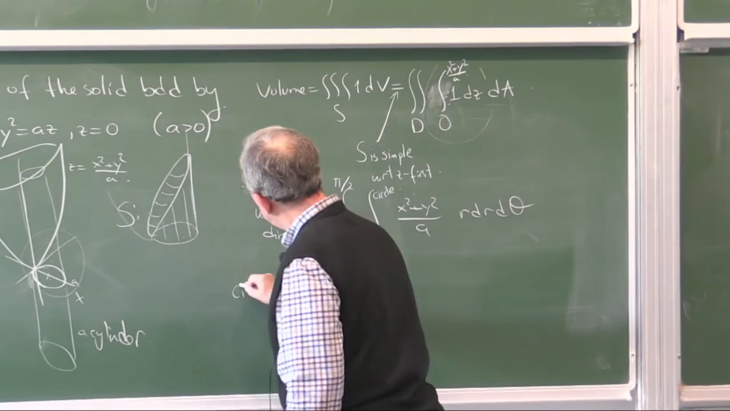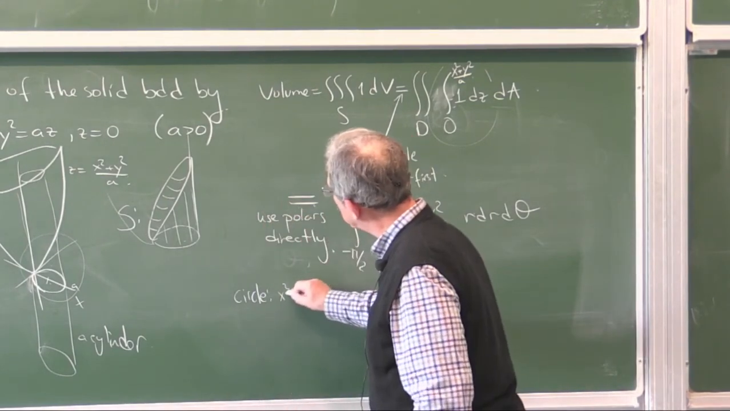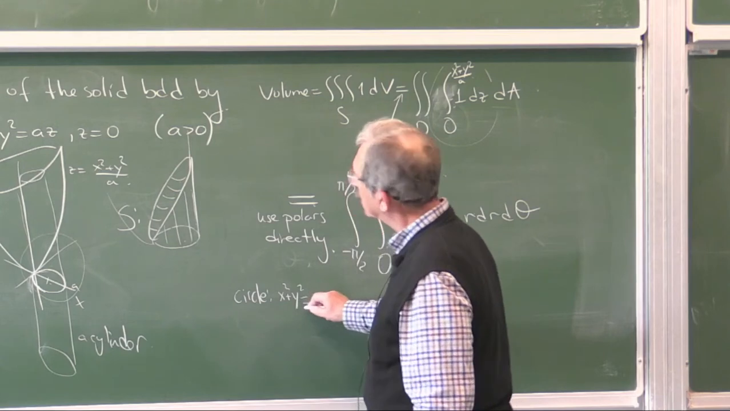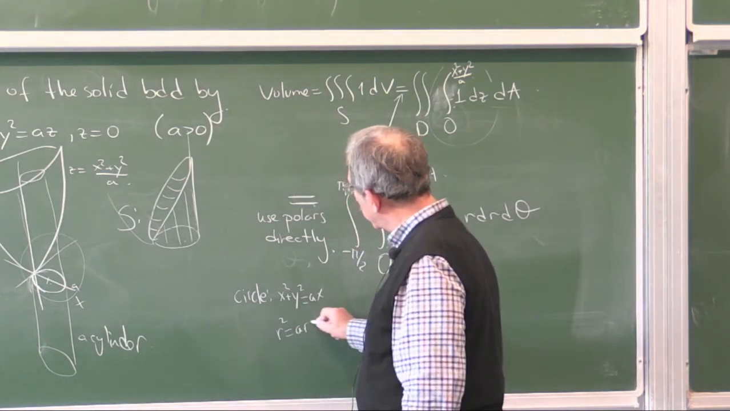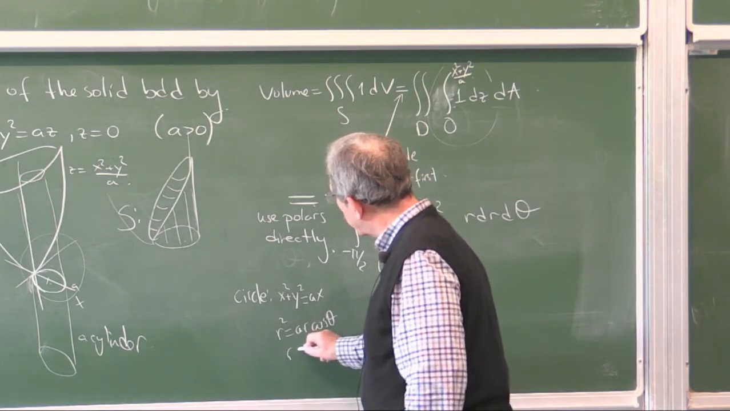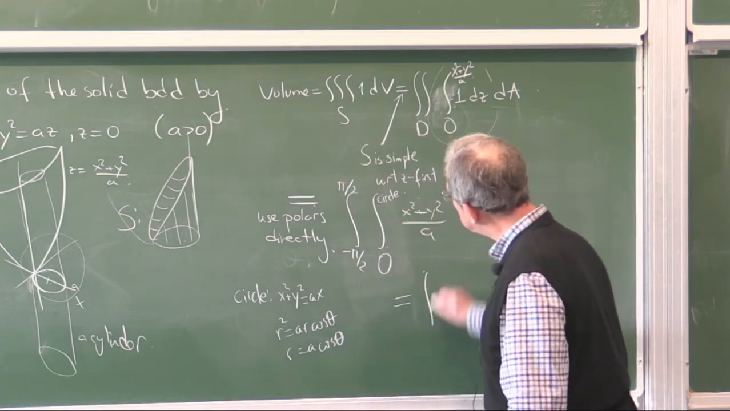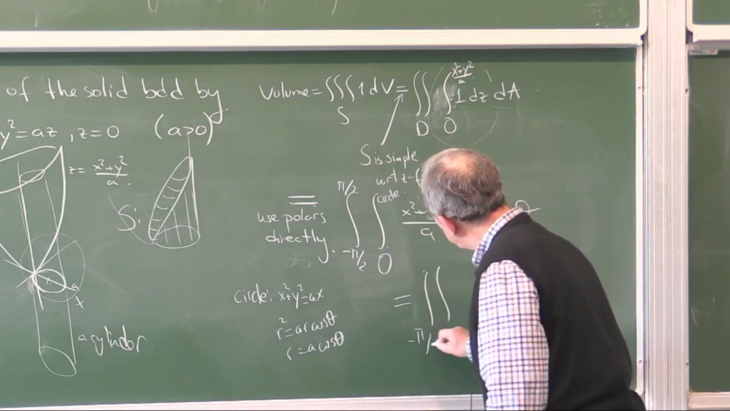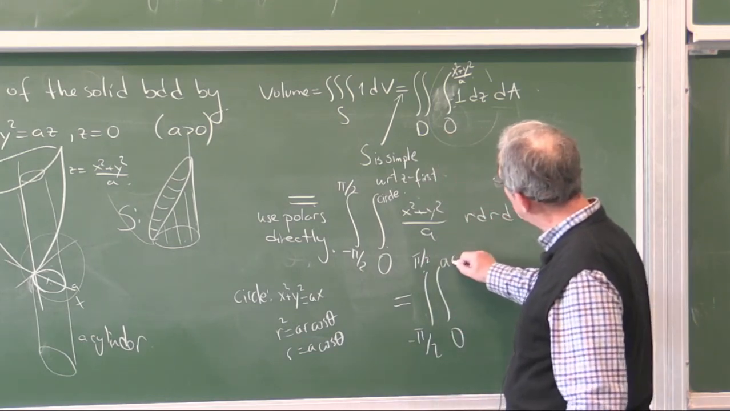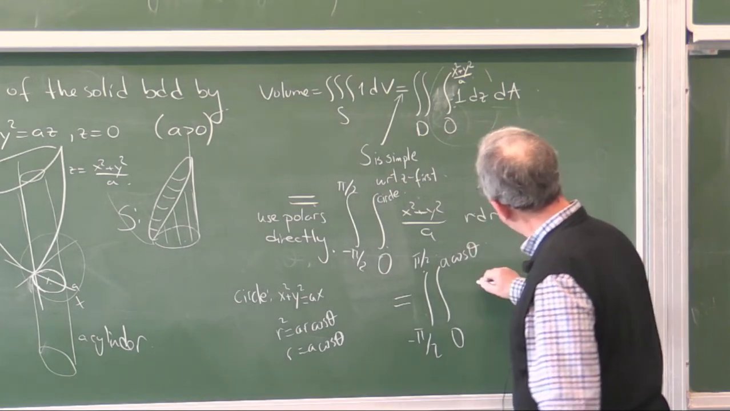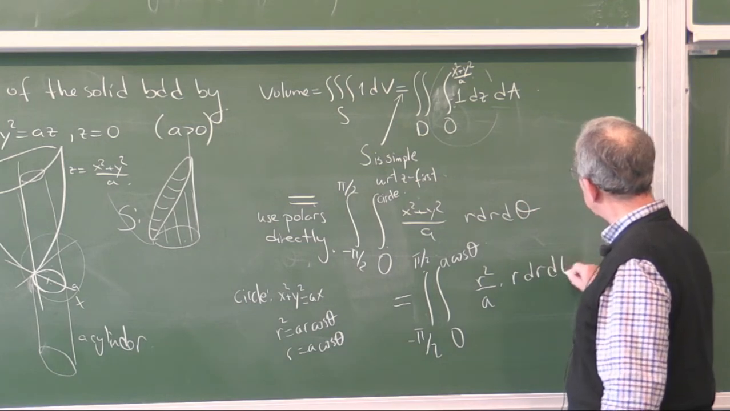Now the circle is x squared plus y squared is ax, okay? So it is r squared is ar cosine theta, so r is a cosine theta. So this becomes minus pi over 2 up to pi over 2, 0 to the circle a cosine theta. This is r squared over a times r dr d theta.